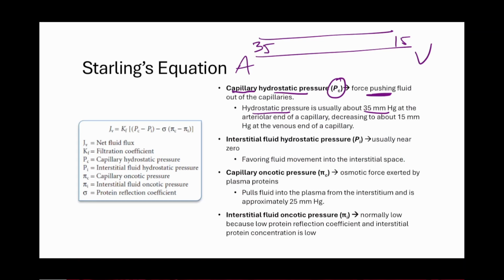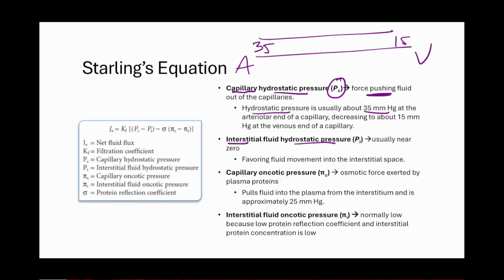We need it to go down because we want filtration to stop at some point. We don't want to keep pushing all of our fluid out. We need it to stop so we can maintain a normal volume. We have interstitial hydrostatic pressure, and this usually should be near zero. Hydrostatic pressure in the interstitial space.